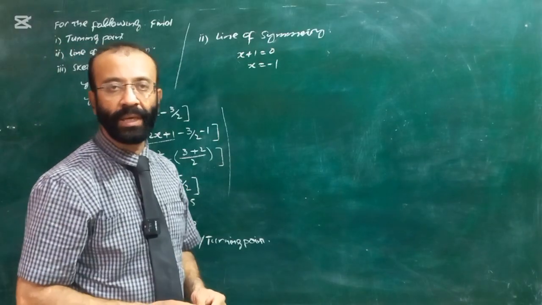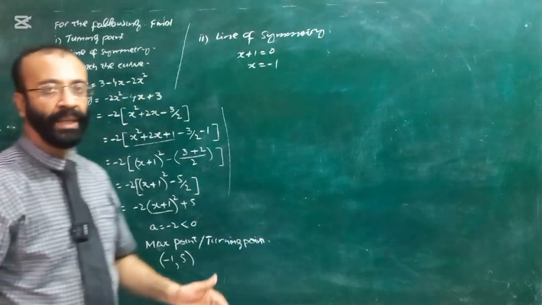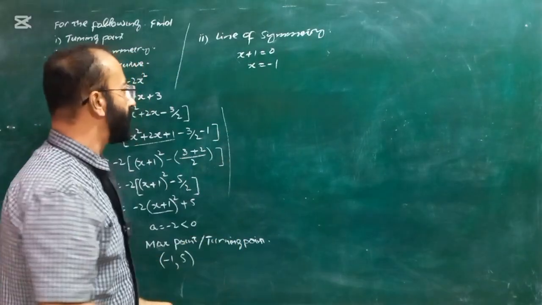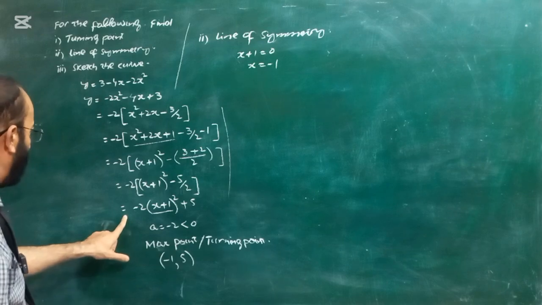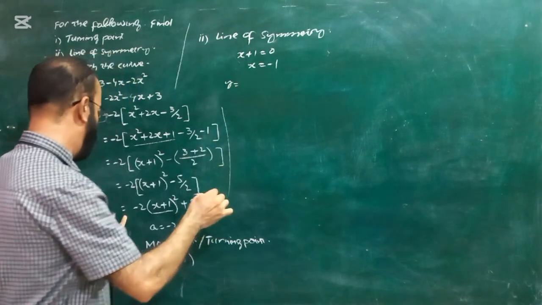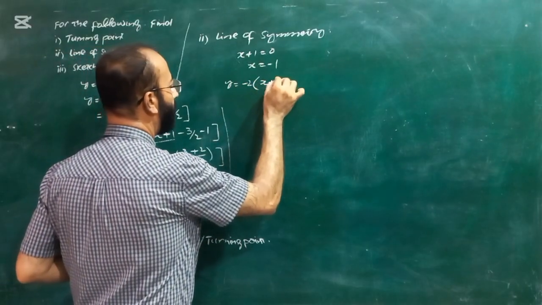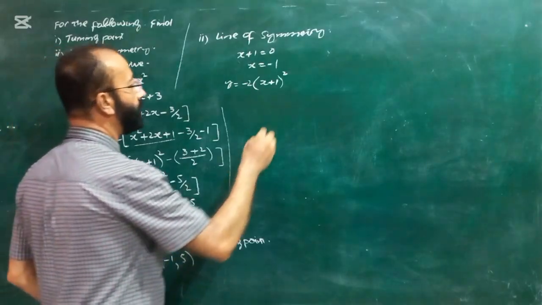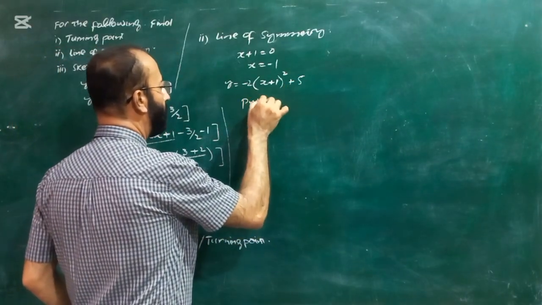Okay, for sketching the curve we need the turning point. So the turning point is here. The second thing is the intersecting points at the x-axis and y-axis. So the equation is here, that is y is equal to minus 2 into x plus 1 whole square plus 5. So put x is equal to 0.